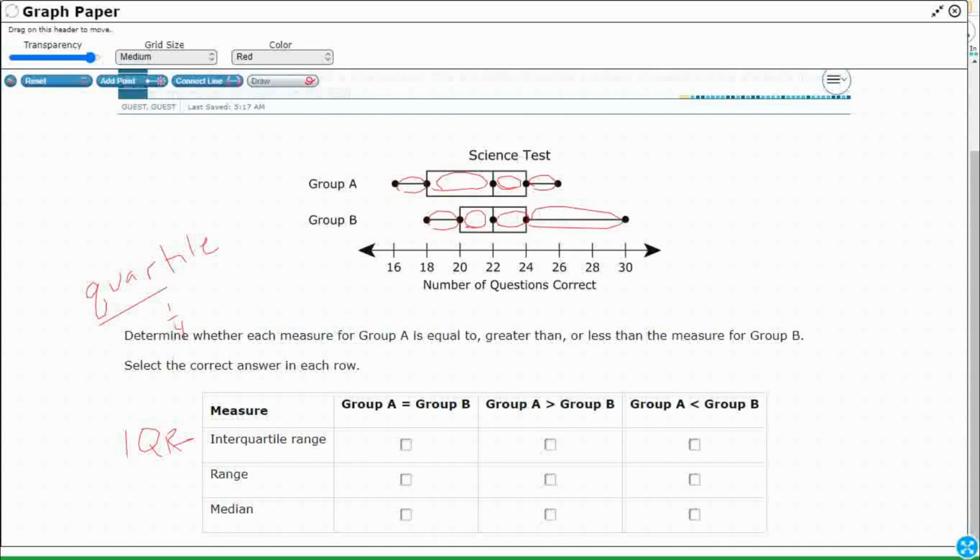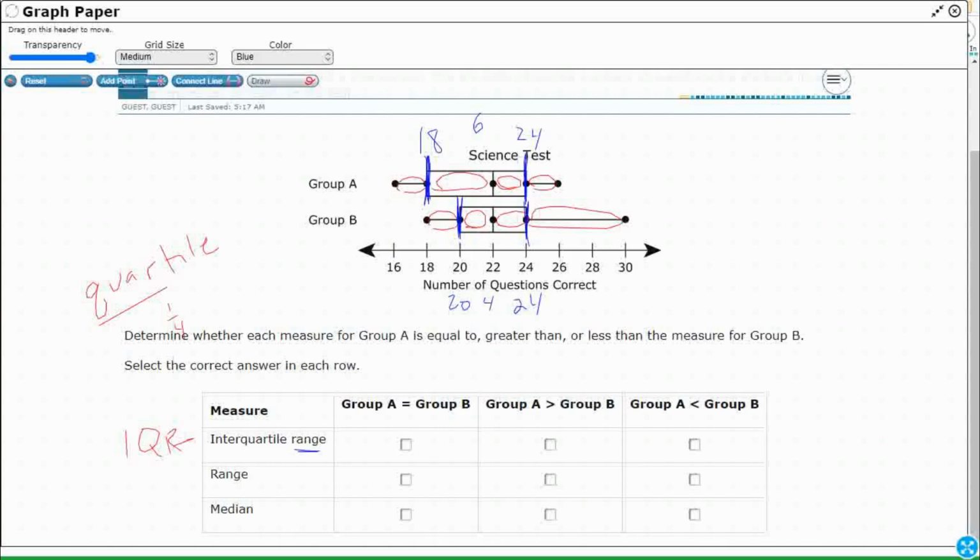And so the interquartile range is looking at the range, right? So range is the difference between the quartiles, so that's going to be quartile 1 and quartile 3 of each of these. That's the interquartile range right there. So let's look at group A. Group A is 24 and 18. So that's got an interquartile range of 6. 24 minus 18 is 6. This one down here, group B, is 24 and 20. So that's got an interquartile range of 4.